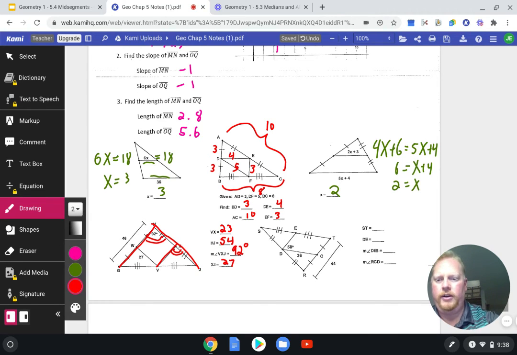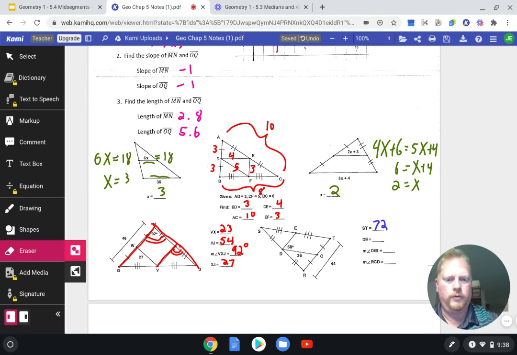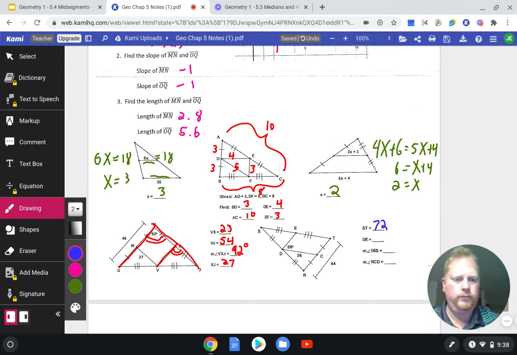Let's get a different color. So it wants to know ST, which is this whole length there. So if DC is 36, then I double that, and ST is going to be 72. DE. DE is that midsegment. So since RT is 44, I know DE is going to be 22.